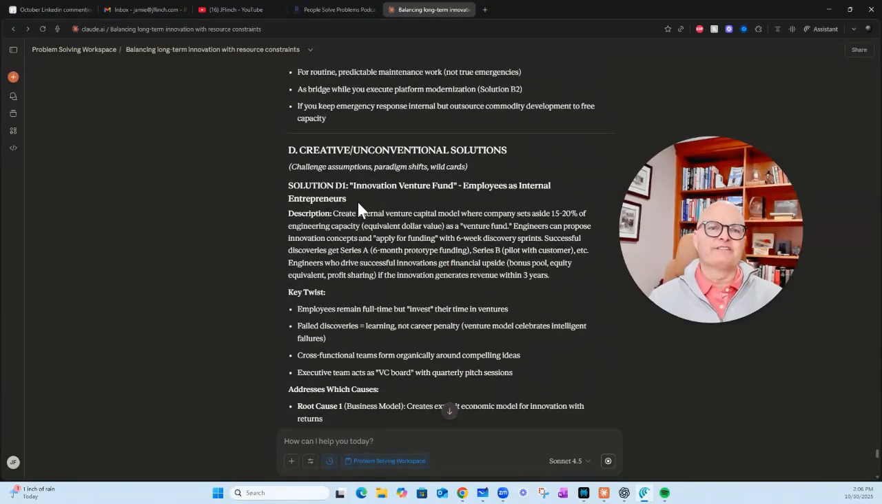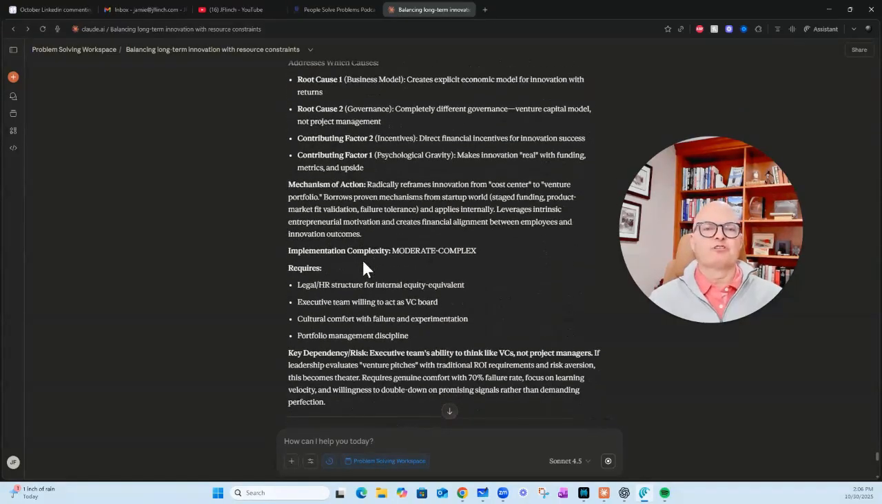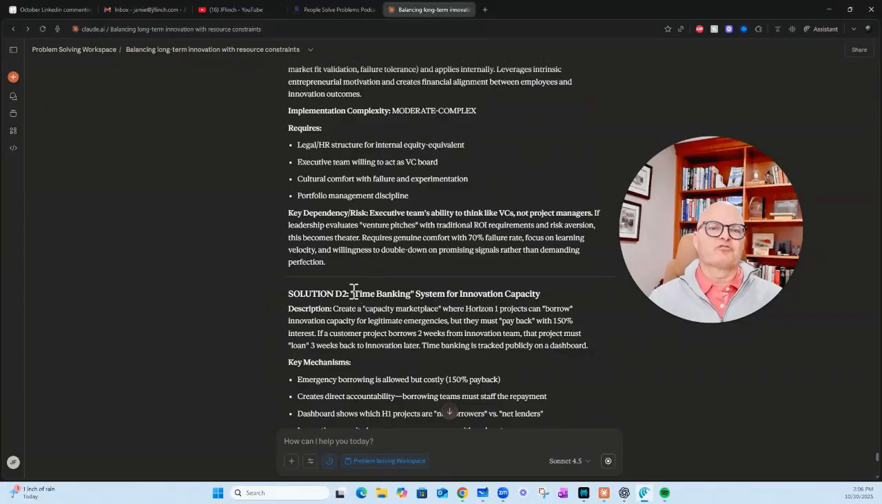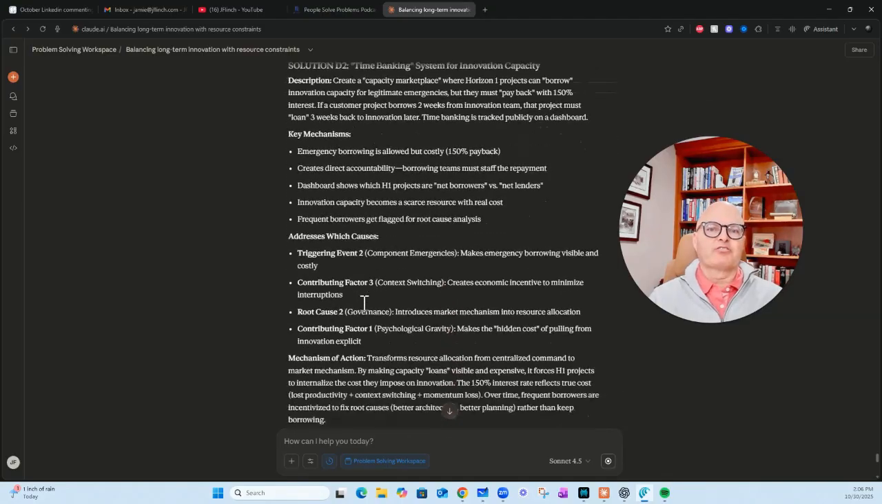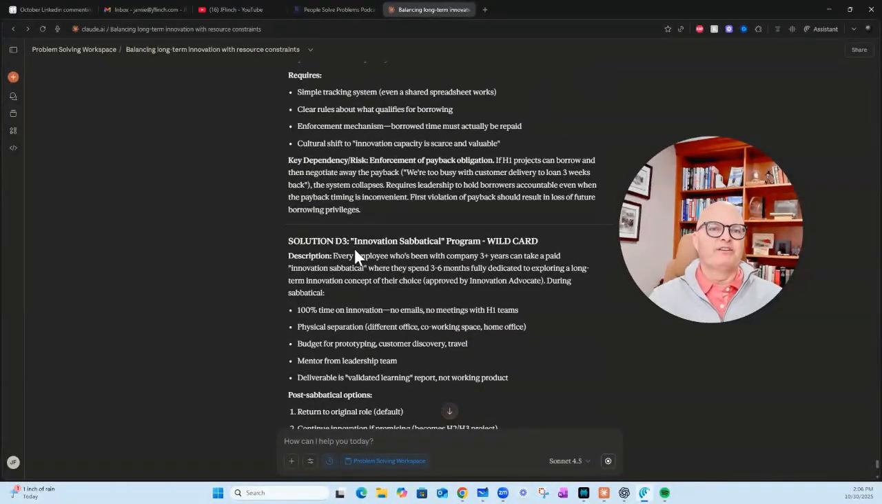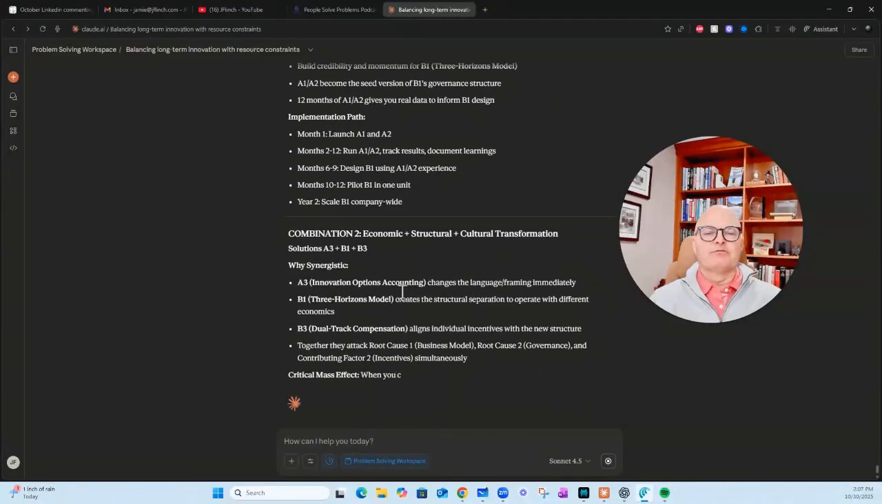And then the creative innovation venture fund. We might see what comes to the surface. Time banking system where we can borrow time. Innovation sabbatical program. Absolutely. I've seen this work. Not in a lot of environments, but send people off, they get a sabbatical, go work on something, and come back ready to go. So lots of stuff. Now, it's still going.